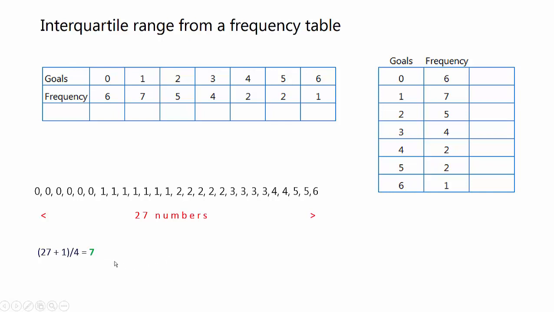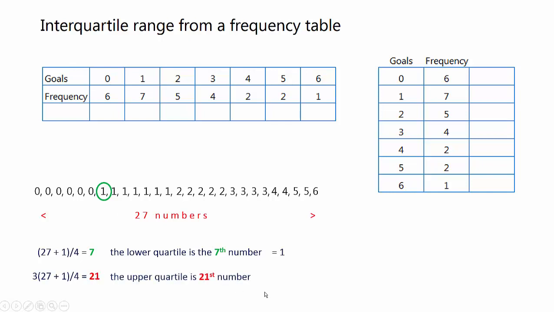It's important to realise that 7 isn't the lower quartile. None of these numbers are 7. 7 is the 7th number. So we need to find what the 7th number is, count along, and it's 1. The upper quartile will be 3 times that number because this is the first quarter and the upper quartile is the third quarter. So it's 3 lots of that number, so it's 21. And the upper quartile will be the 21st number, and that will be 3.